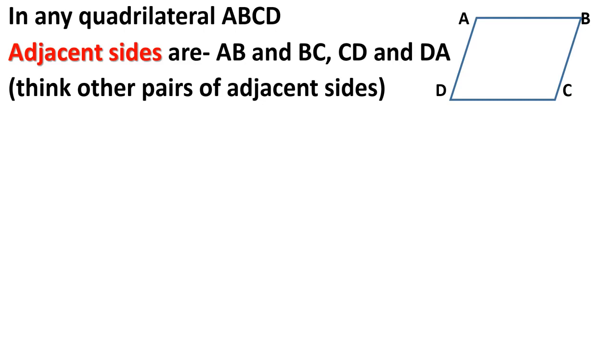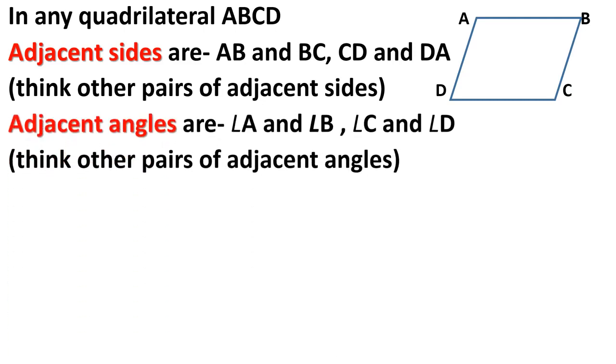Now see adjacent angles. What are adjacent angles? Two angles of a polygon with a common side are called its adjacent angles. Okay, two angles on one side, that is called adjacent angles. Let's take one side AB. So what are the two angles formed? Which are the two angles formed on this side AB? That is angle A and B. So angle A and B are the adjacent angles.